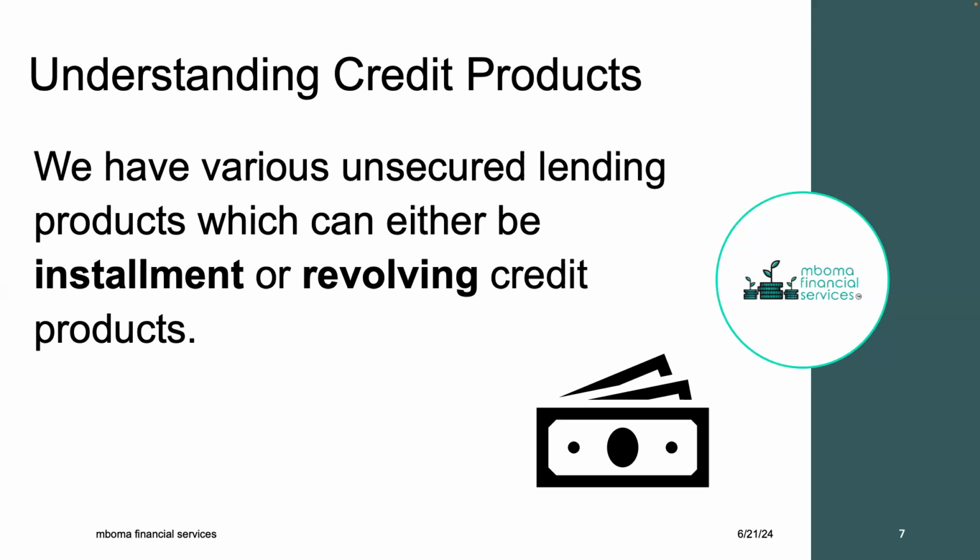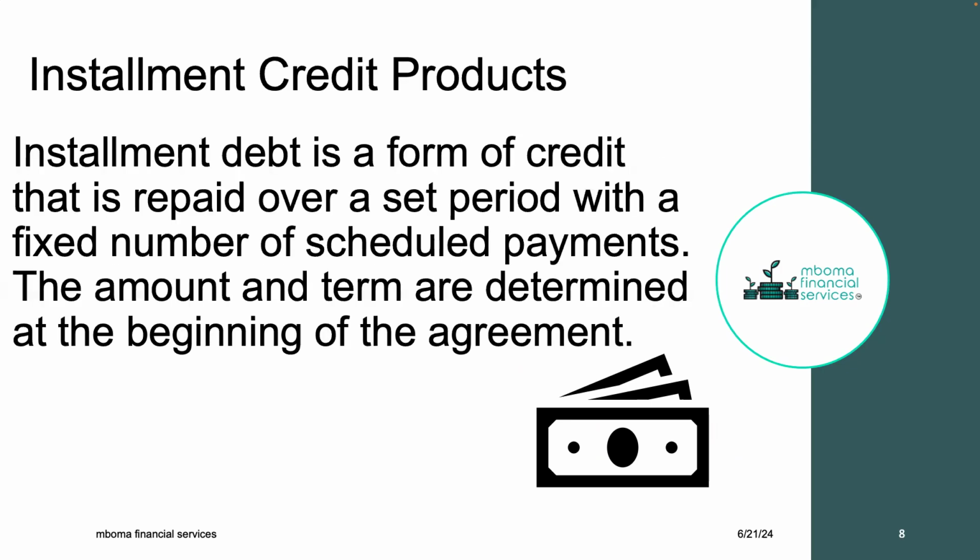Just to understand the different types of these unsecured lending products. The two that I wanted to discuss are installment or revolving credit products. And it's important for us to be able to understand which product is relevant at which time, right? So, an installment credit product.